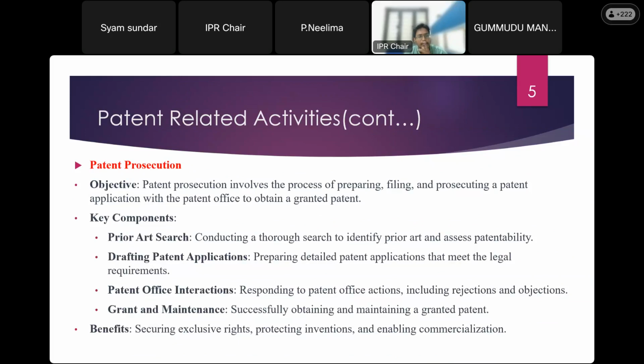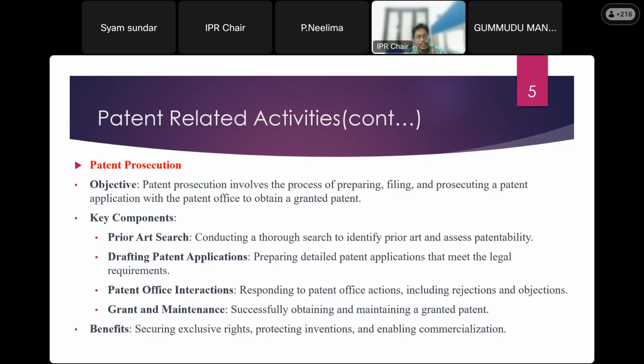Patent prosecution is whatever happens in the patent office. So there are 4 patent offices in India: Mumbai, Chennai, Delhi, and Kolkata. So for our region, that means Andhra Pradesh and Tamil Nadu and other southern parts, our patent office is Chennai. So all the patent prosecution nowadays, everything is online. All that happens in the patent office is called patent prosecution.